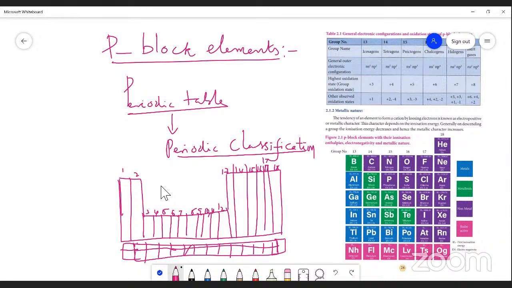So here we have 1, 2, 3, 4, 5, 6 rows and columns. We are saying rows and columns. The 18 columns, this only we call as 18 groups. This is the first row.